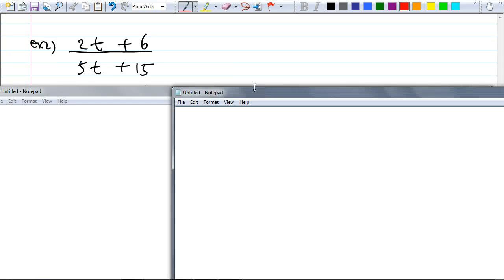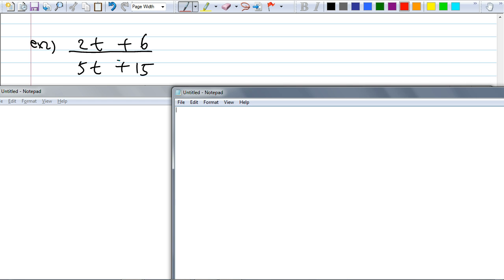Okay, here's example 2: 2t plus 6 over 5t plus 15. And you may say, wait a minute, we just talked about how we can't just cancel things out, right? Because you have an addition sign in the middle. Can I simplify this any further? Yeah. How? Because it doesn't look like I could. Raise your hand if you think you know.